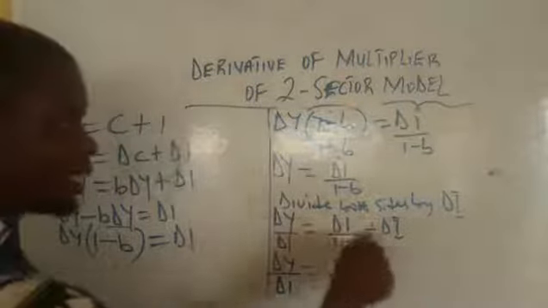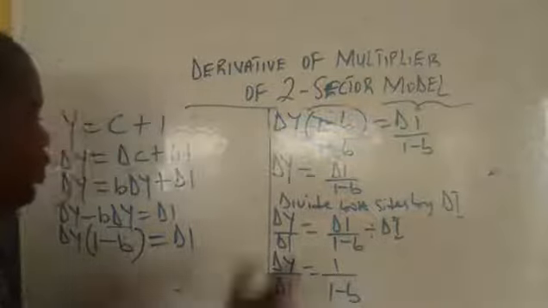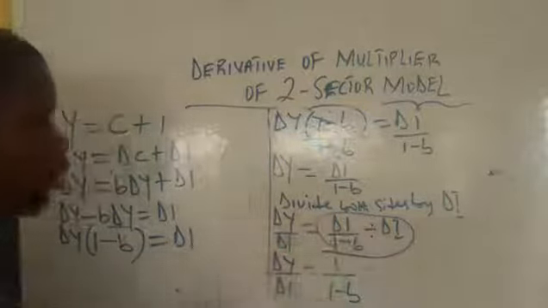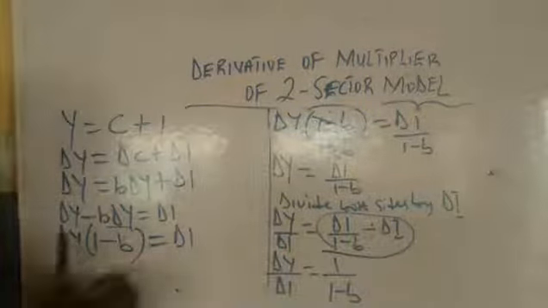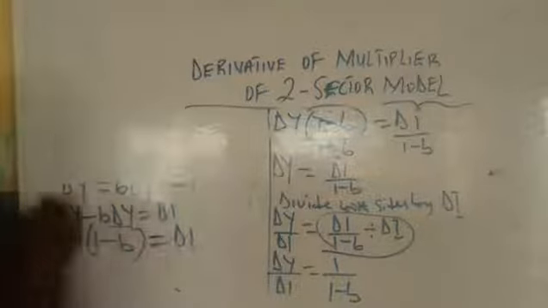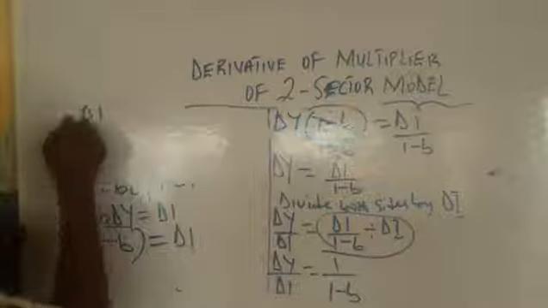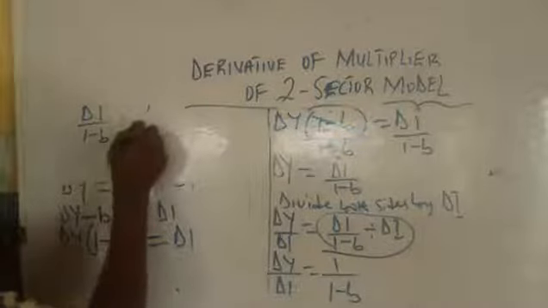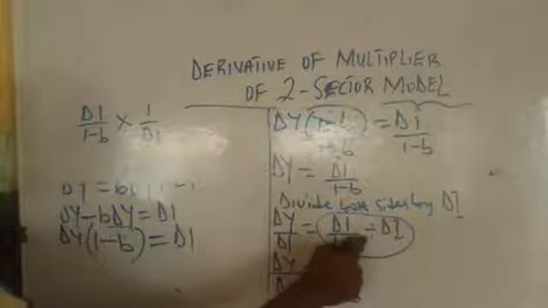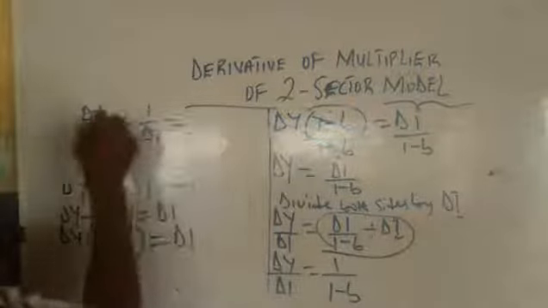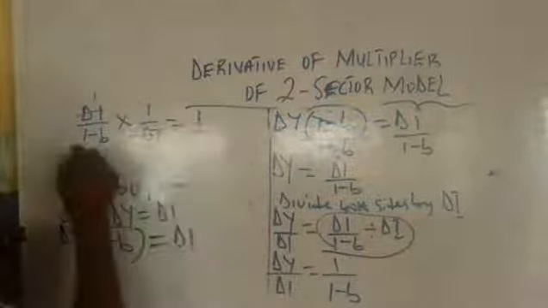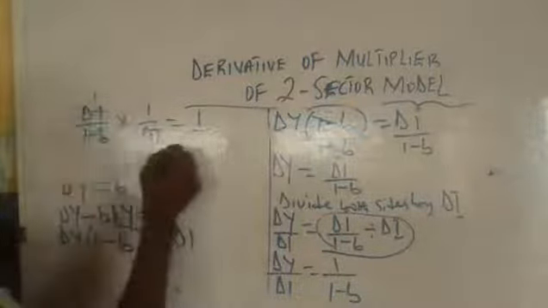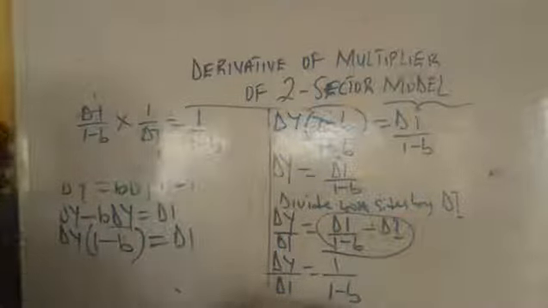Now, how do we get that? Let me do the rough work of this one, so I can show you this particular step. This is how we do it. If you say change in investment over 1 minus B divided by change in investment, it becomes times 1 over change in investment. Division changes to times. Then this will cancel out this, so you are going to have only 1 here. 1 times 1 is 1, over 1 minus B times 1, which remains 1 minus B. That's how we have 1 over 1 minus B, and that's our multiplier of the two sectors.